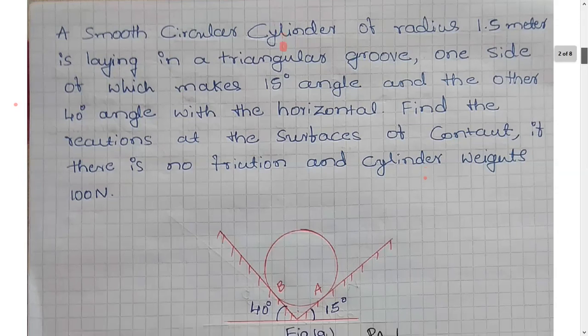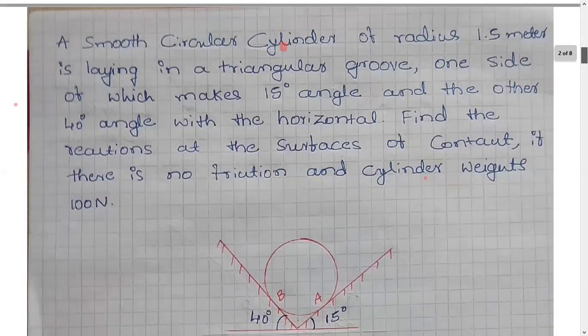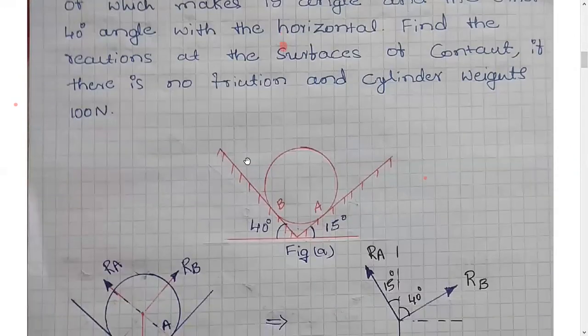Here they are saying that a smooth circular cylinder has been rested on a triangular groove, having a radius of 1.5 meters, right? And it rests in the triangular groove with one side at 40 degrees with respect to horizontal and the other side at 15 degrees with respect to horizontal.